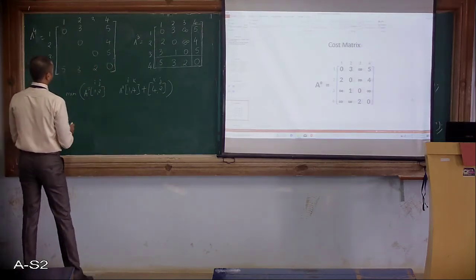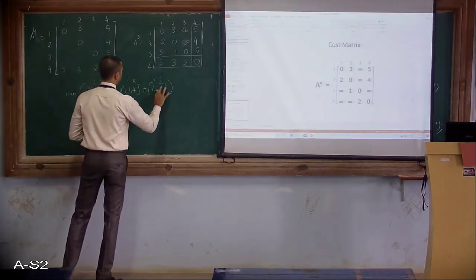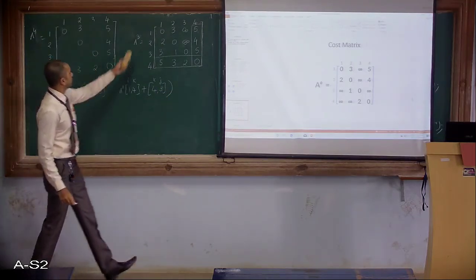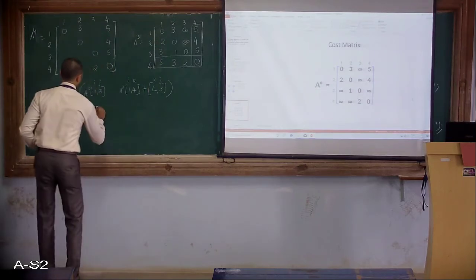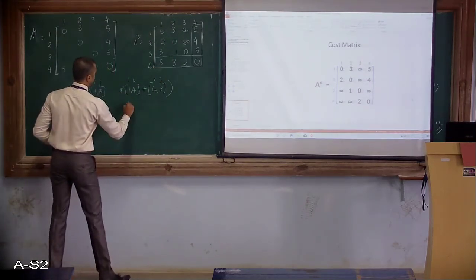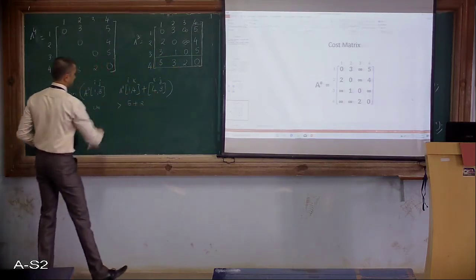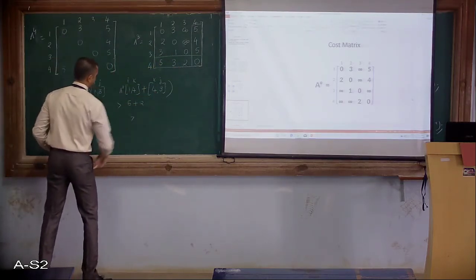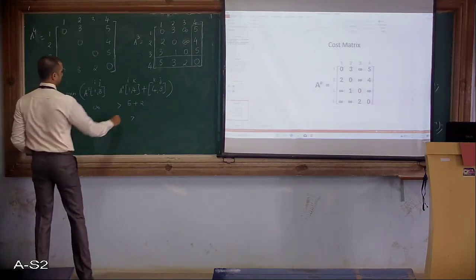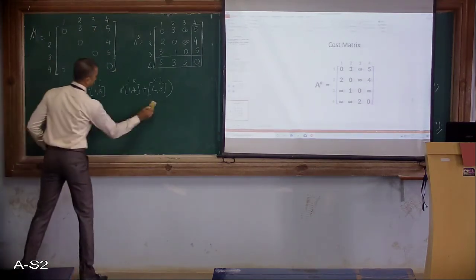Next is 1 to 3. So 1 to 4 and 4 to 3. In A3, what is the value of 1 to 3? 1 to 3 is infinity. Next, 1 to 4 is 5 and 4 to 3 is 2. 5 plus 2 is 7. So 7 is less than infinity. So in 1 to 3, I'm going to write 7.